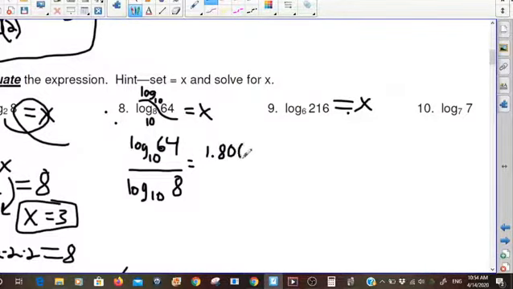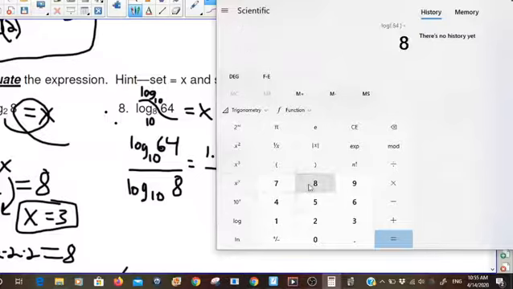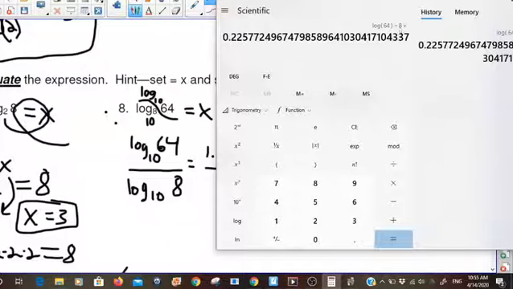1.806, good. Divided by log base 10, so log 8. So divided by, and then we're going to do log of 8. And I don't think that worked. Let's try that again. Let me see, backspace.